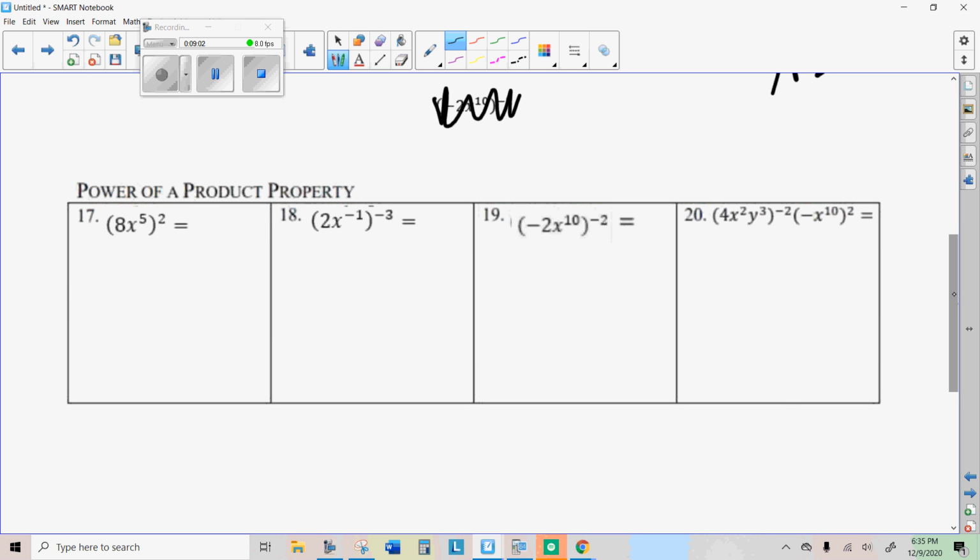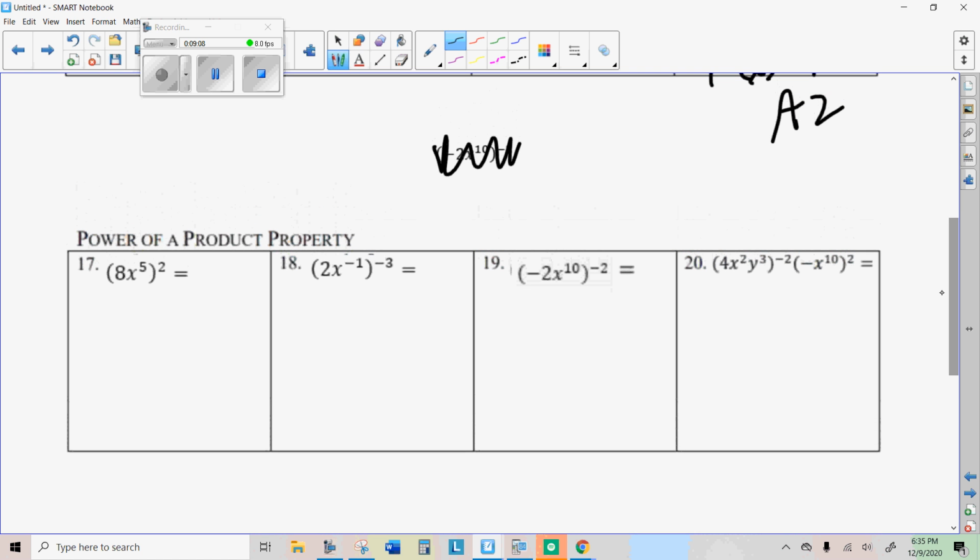This next set, I'm going to do the power of a product property. And what that's saying is that, let's say you have some things multiplied together, like I have 3 things multiplied together, and I'm going to raise them to some power. Because you're multiplying this by itself n times, you're going to have n factors of A, n factors of B, and n factors of C when you're all done. So basically you're distributing that n. So let's do number 19 here for you.